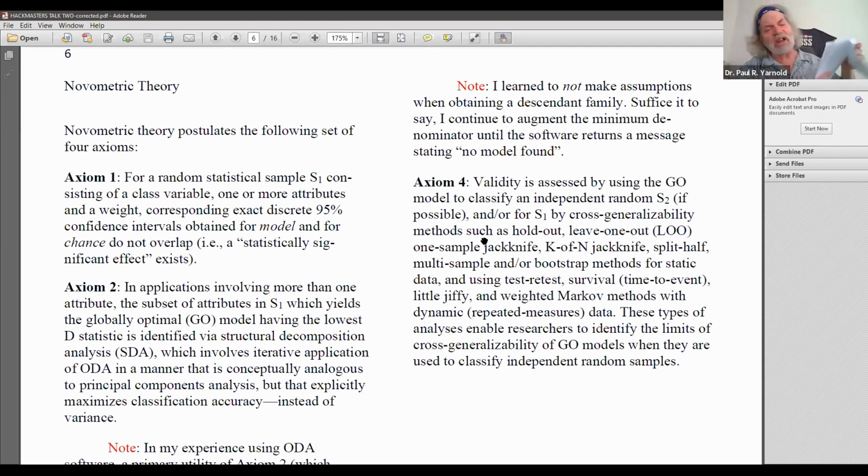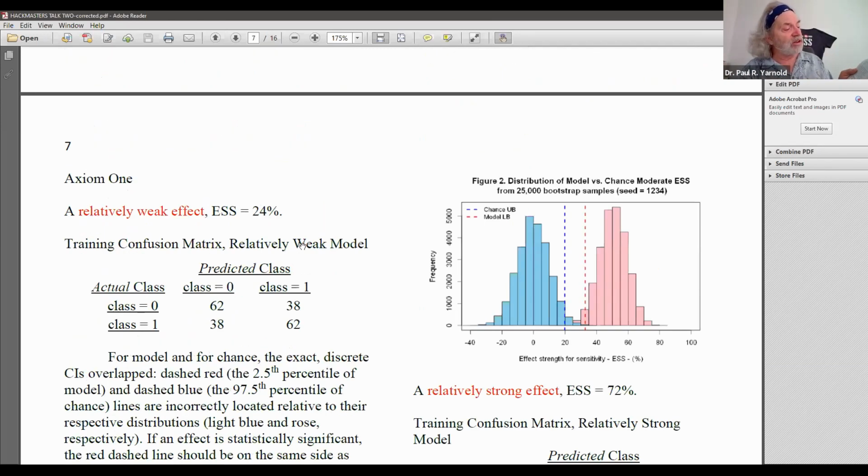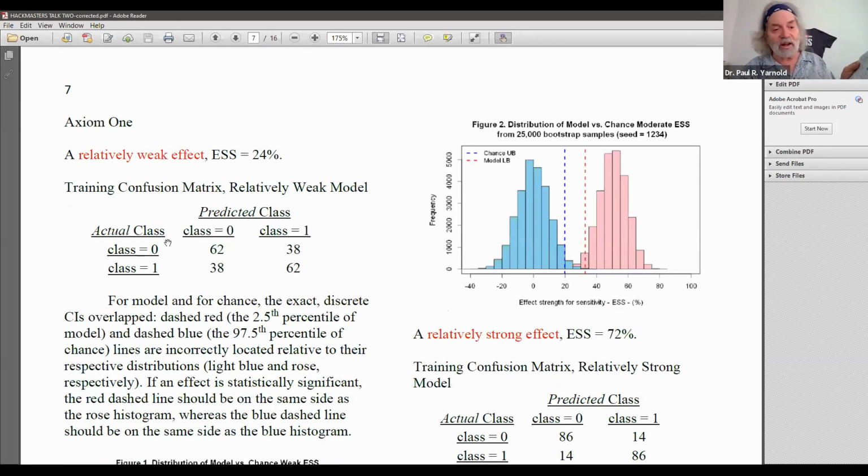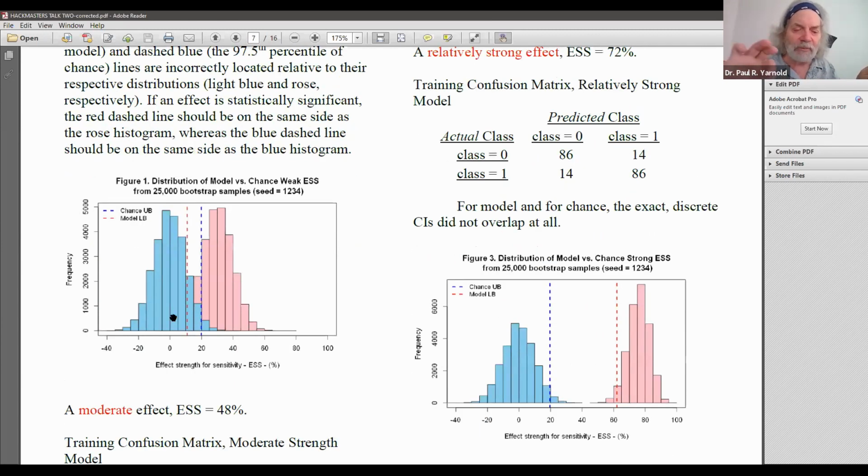So let's take an example. Now let's go to the next page. Let's go to the first part first. Okay, Axiom 1. See, ESS is 24%. Remember, 25% is a relatively weak effect. Scroll down, please.